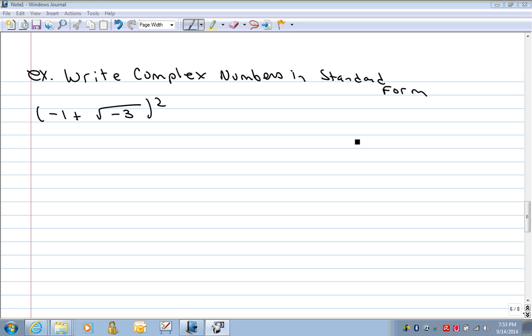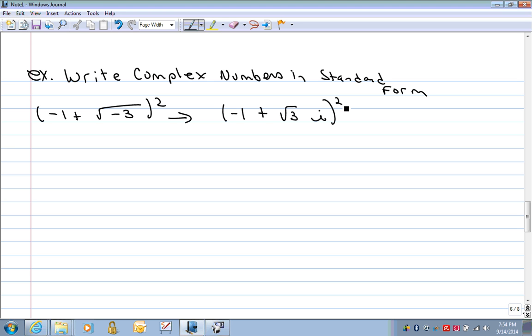Here's another example, and we're going to write in standard form at the end. Again, we have a binomial squared. I am going to do one thing before we go ahead and square this. We want to take out that negative. So we're going to rewrite this as a negative 1 plus the square root of 3, and we're going to pull out the negative and make it an i outside of the radical. And now the whole thing is squared.